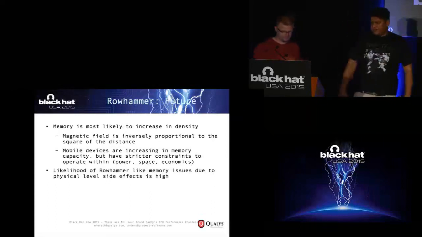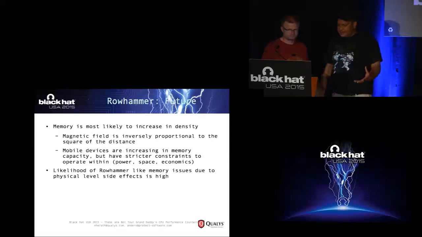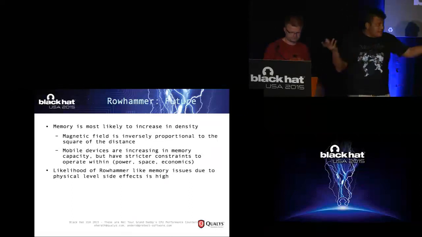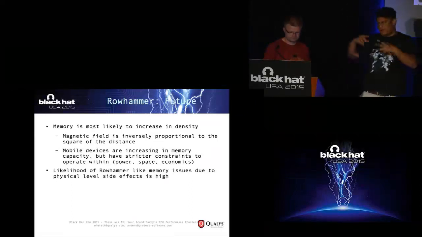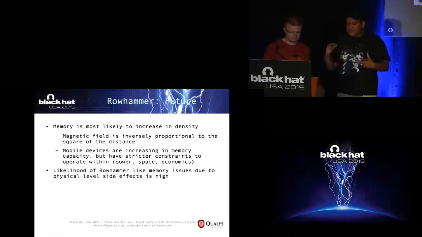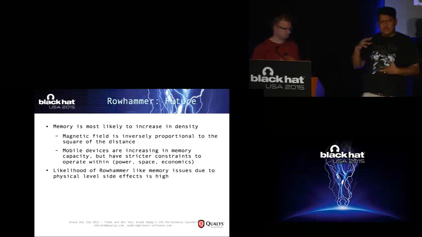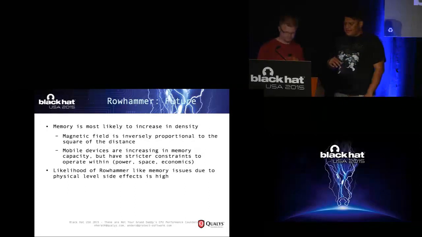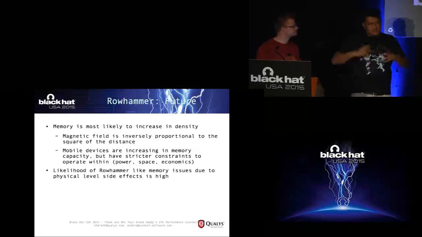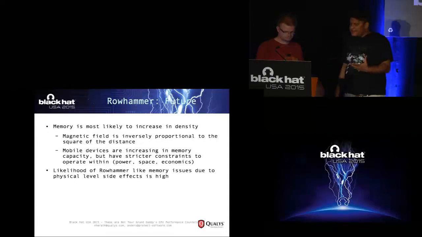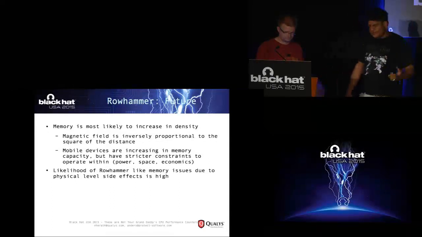In general, memory is most likely to increase in density. The magnetic field properties are such that the effect is inversely proportional to the square of the distance. So as memory gets more dense, this type of electrical disturbance issue is likely to be more and more prominent. And with mobile devices, where there's a smaller form factor and they're going into higher and higher memory, there's likely to be similar issues like rowhammer affecting these in the future as well.